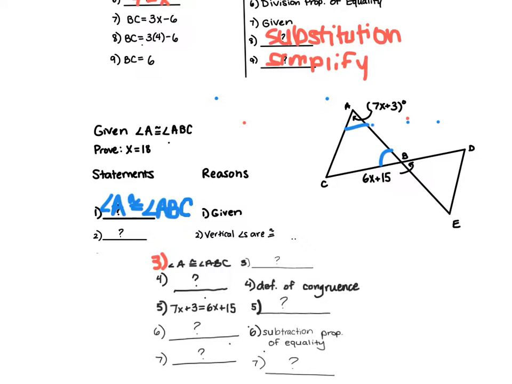Number 2 says vertical angles are congruent. What are vertical angles? ABC and DBE are vertical angles, right? And what do we know about vertical angles? They make like a little X, right? What's true about the measure of those angles? They're congruent, right? Which is what that says. So now we're talking this angle and this angle, which would be angle ABC is congruent to angle DBE.